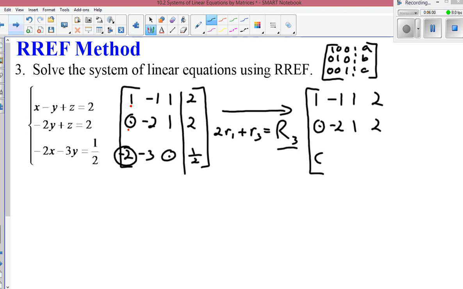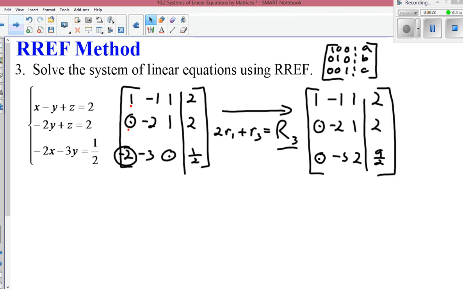So I'm going to get 0, negative 2 plus negative 3. I'm going to get negative 5. And I get 2 plus 0 is just going to be 2. And I have 2 times 2 is 4. 4 plus 1/2 is going to be 9 halves. So there's my augmented matrix.